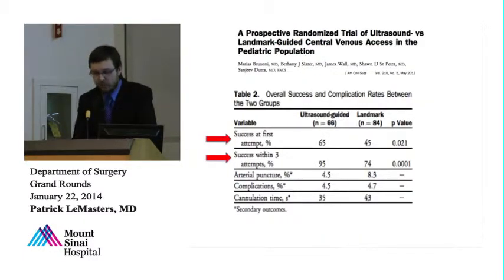Finally, in going over the data more, I looked at the pediatric literature as well because it looked like it wasn't accepted as much in the pediatric literature early on. In this recent article from the American College of Surgeons that compared ultrasound to the landmark method in pediatric patients, it again shows the findings we're seeing in the adult literature. A 65% first pass attempt as opposed to 45% with the landmark method. And then success within the first 3 attempts showed a 95% as opposed to 74%.